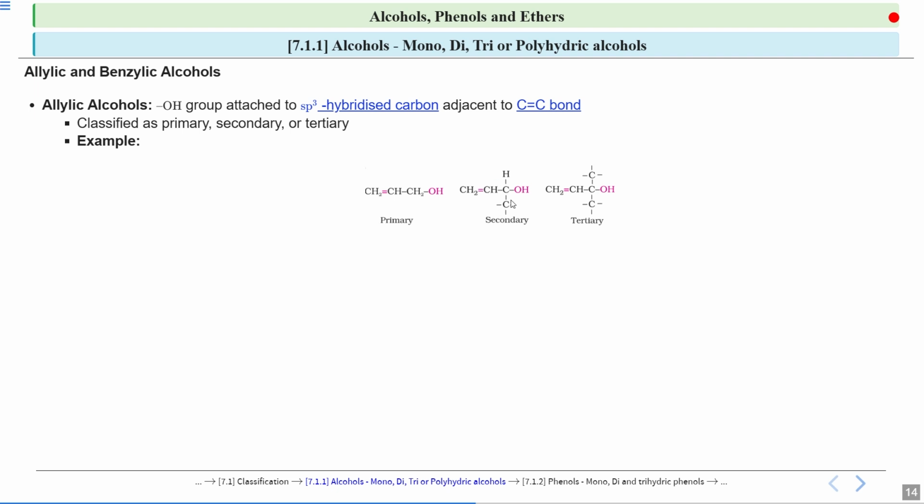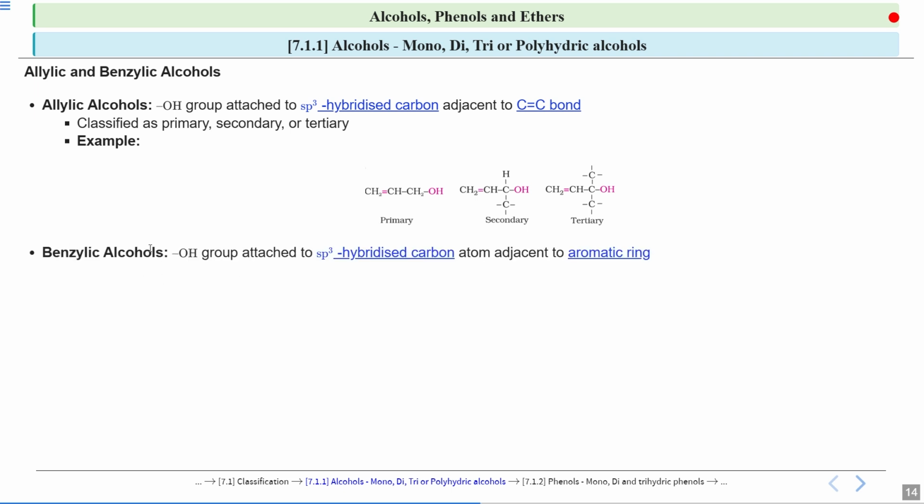Now this is a secondary allylic alcohol, because the hydroxyl group is attached to an sp3 hybridized carbon, which is bonded with a double bonded carbon atom, and that carbon is attached to two other carbons. So that's why this is a secondary allylic alcohol. Similarly, tertiary allylic alcohols, where the hydroxyl group is attached to an sp3 hybridized carbon atom, which is attached to a double bonded carbon atom and three other carbons. So this is a tertiary allylic alcohol.